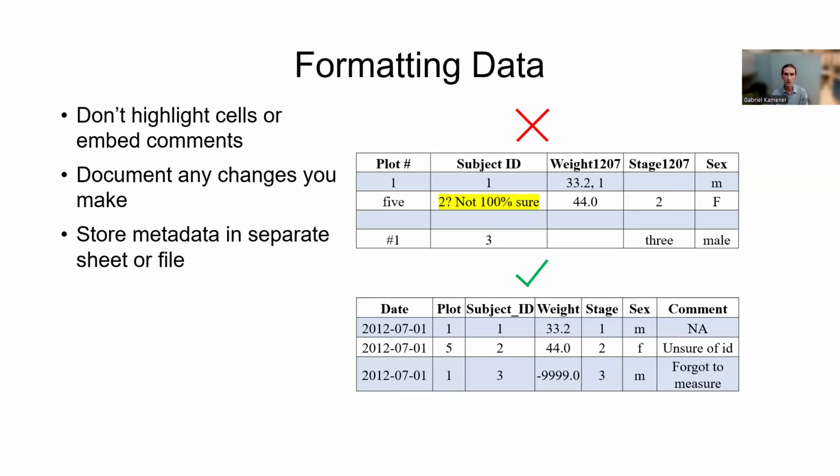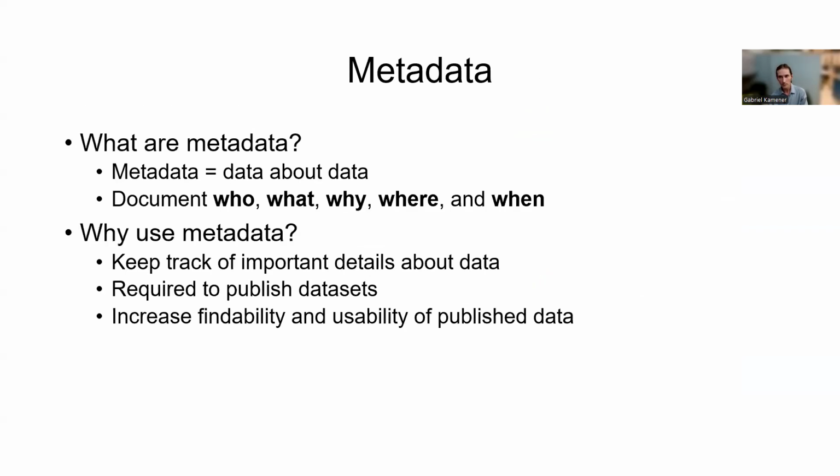And lastly, you want to store metadata in a separate sheet or file. And what is metadata? Metadata are basically data about data. They document the who, what, why, where, and when of your data. Reasons to use metadata: they help keep track of important details about the data. They're required to publish data sets in places like the Environmental Data Initiative's data repository. They increase the findability and usability of your published data as well.